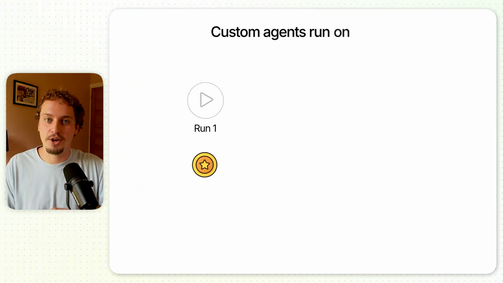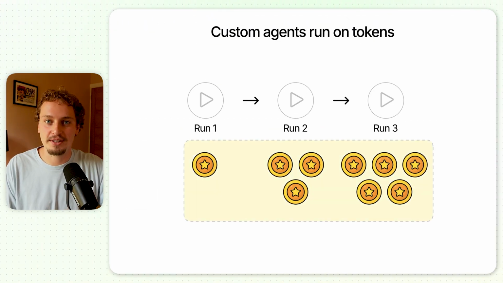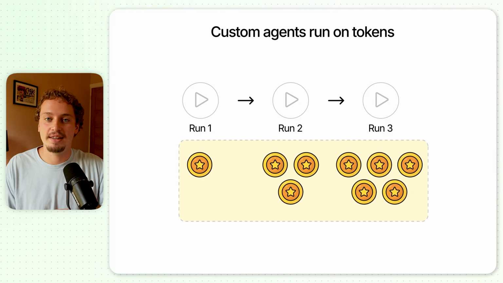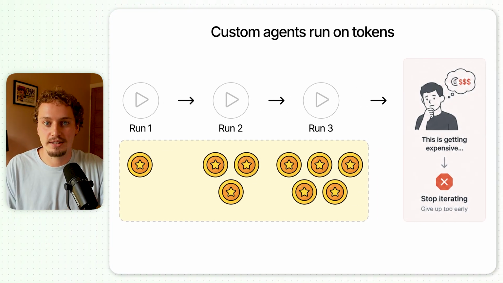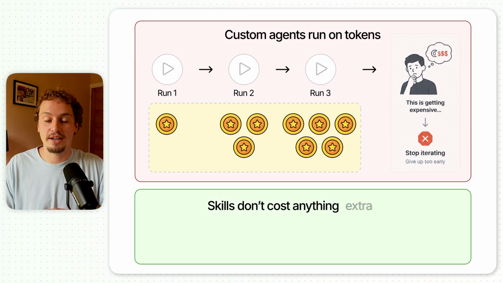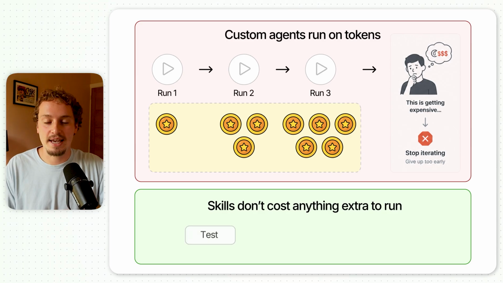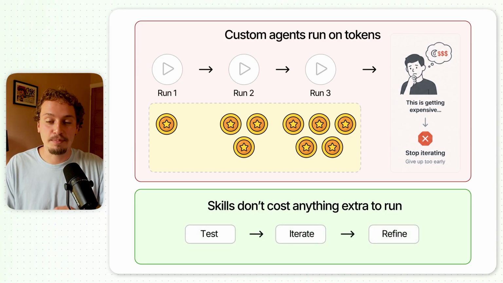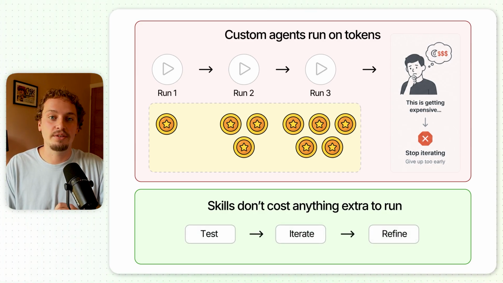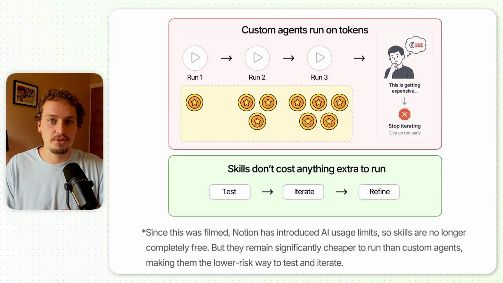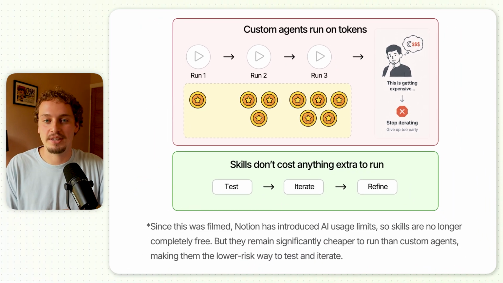Custom agents run on tokens, and if you're burning through credits on an agent that isn't working yet, there's a natural pressure to cut your losses. Skills don't cost anything extra to run, which means you can test, iterate, refine as many times as you need without any of that pressure. You're free to get it wrong a few times, which is exactly what the process requires.